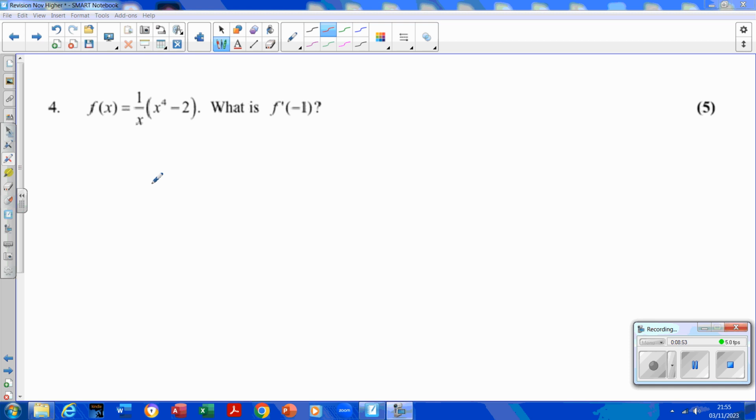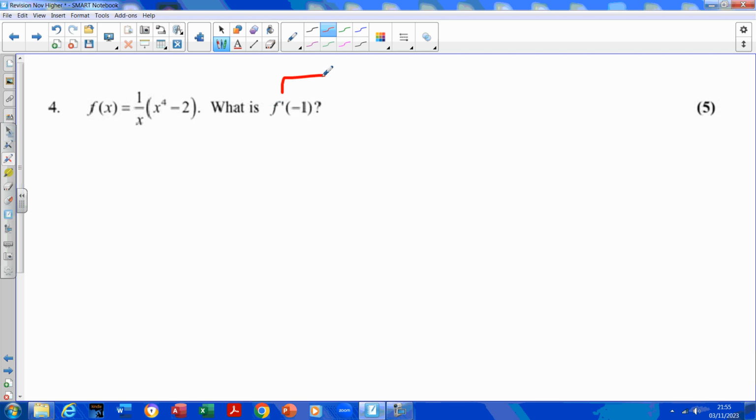Okay, next question. It says f(x) is equal to 1 over x, bracket, x to the power of 4 minus 2. What's the value of f dash of negative 1? So that means that we've got to take the derivative. And once I've got the derivative, I've got to substitute x equal to negative 1. Now we're going to look at that. That's got to be prepared. That's not in the correct format. So we'll multiply out the bracket.